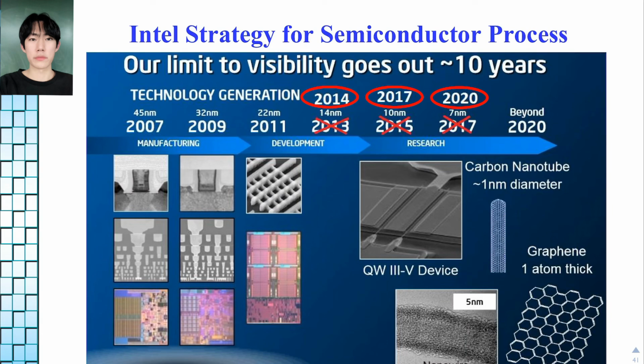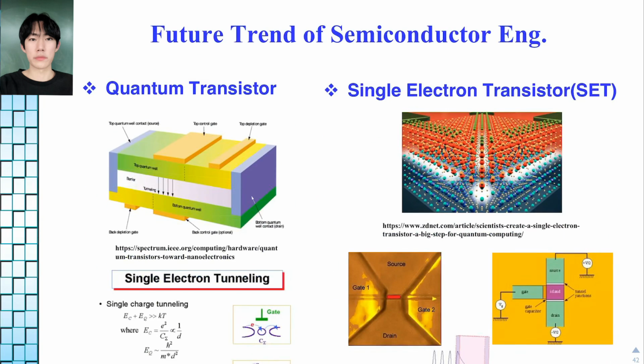Third is the future of semiconductors. Semiconductor technology is developing faster than expected. Very fast growing. In the near future, we can make a quantum transistor operated by sunshine energy, or a single electron transistor.